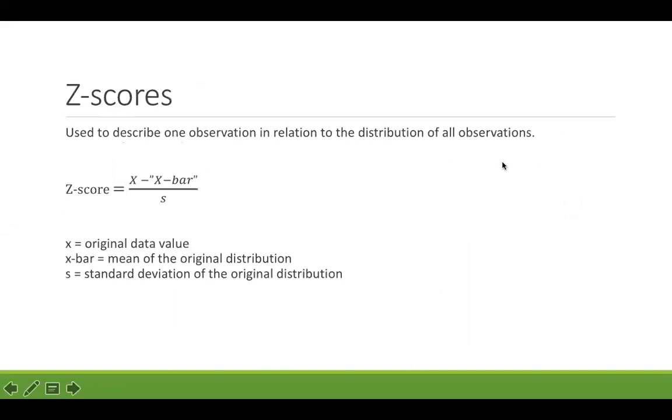Okay, z-scores. Z-scores are used to describe one observation when you relate it to the distribution of all of the observations. There are a lot of formulas that you need to know in this presentation. To calculate a z-score, it's x minus x bar divided by the standard deviation. So the data value minus the mean, over the standard deviation. We're going to practice calculating the z-score in a second. So if you want to write down the formula to use in the problem, you can write that down now.